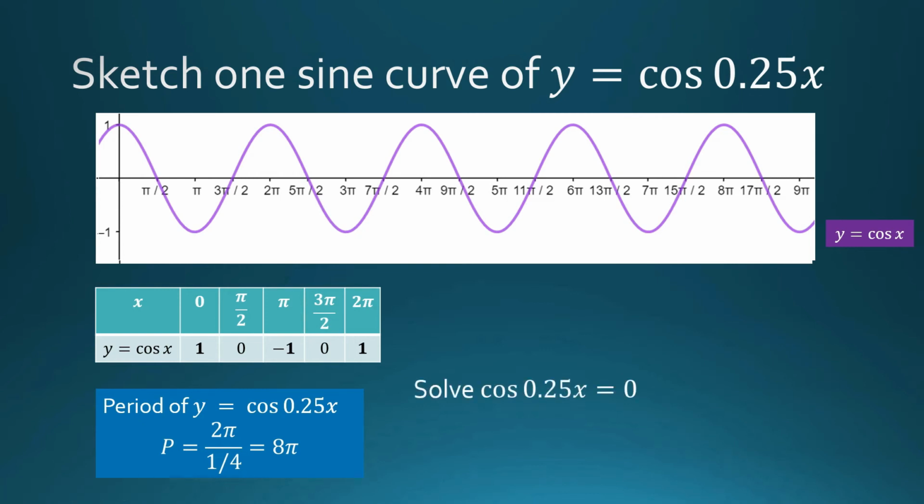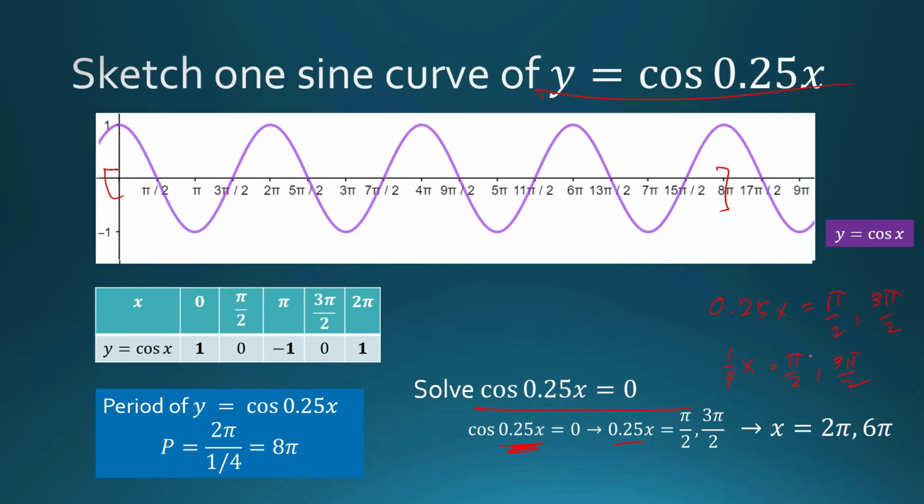What are the x-intercepts of this function in the interval 0 to 8 pi? When is this equal to 0? Okay, so this is equal to 0 when this thing is equal to pi over 2 and 3 pi over 2. And then solving for x. Now, why is that so? Again, 0.25x is equal to pi over 2 or 3 pi over 2. This is the same as 1/4 times x.